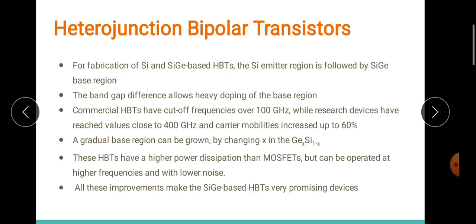And this band gap energy difference allows the doping of the base region with very high concentration, which in fact allows operation at very high frequencies. We have said that HBTs work up to a frequency of 100 gigahertz; their cutoff frequency is nearly 100 gigahertz. But with devices like silicon germanium devices, we may be able to extend this cutoff frequency up to 400 gigahertz. Who knows? And in these silicon germanium strained layer compounds, the electron mobility is also increased by say 60%.